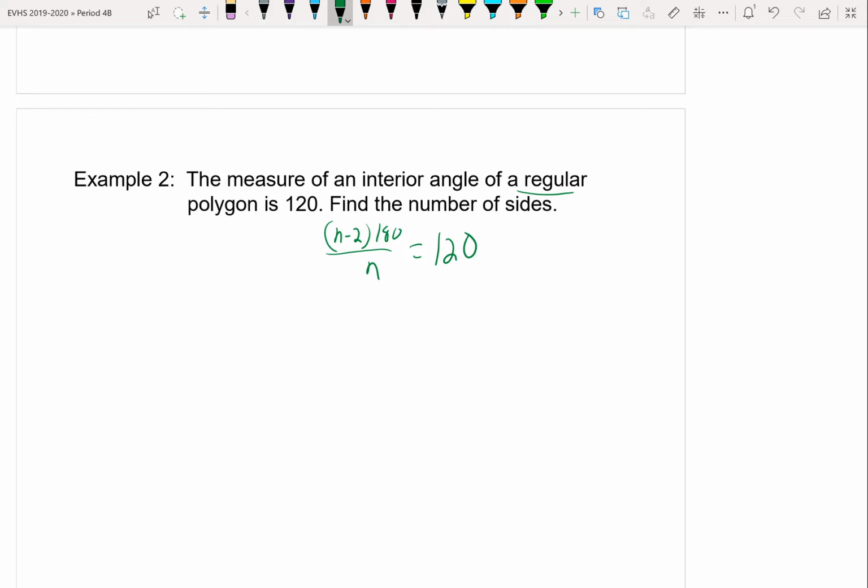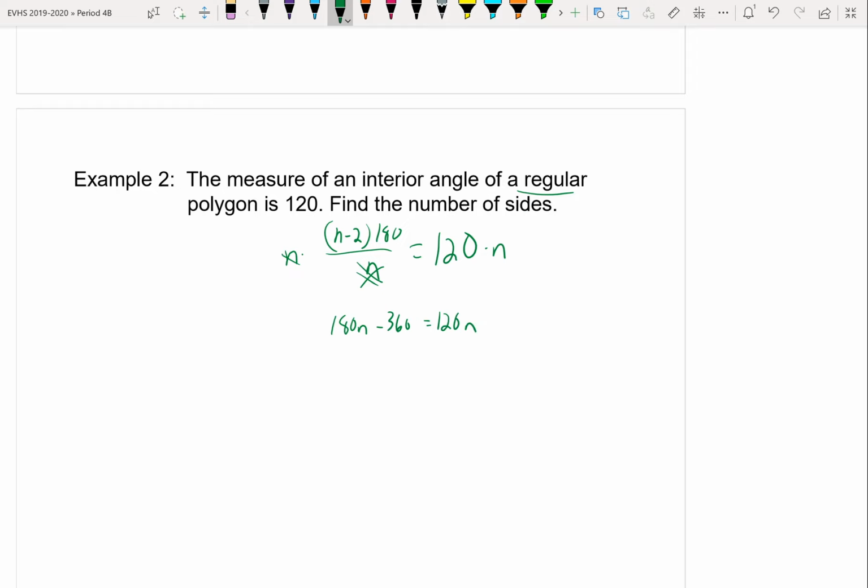Well, I have a phrase I use in class a lot, fractions are our friends, but that doesn't mean I have to like to hang out with them. I'm going to try and get rid of that as quickly as possible. I'm going to multiply both sides by n, which is going to make those cancel out, and I'm going to distribute this up here as well. 180n minus 360 is equal to 120n.